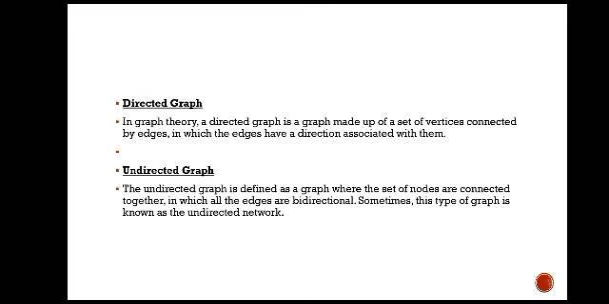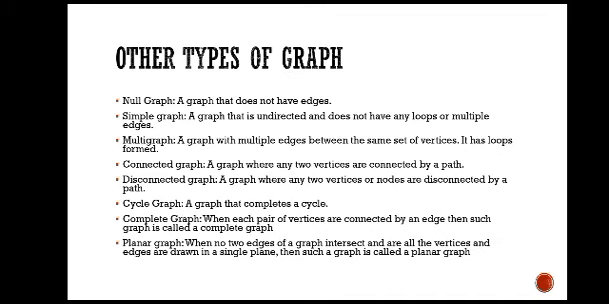Other types of graphs are the null graph, a graph that does not have edges. Simple graph, a graph that is undirected and does not have any loops or multiple edges. Next is multigraph, a graph with multiple edges between the same set of vertices. It has loops formed. Then connected graph, a graph where any two vertices are connected by a path. Disconnected graph, a graph where any two vertices or nodes are disconnected by a path.